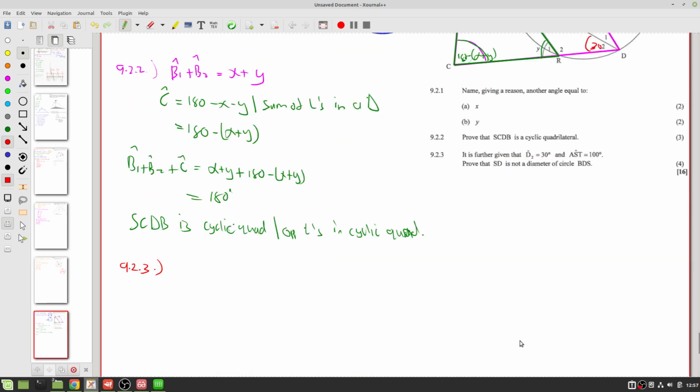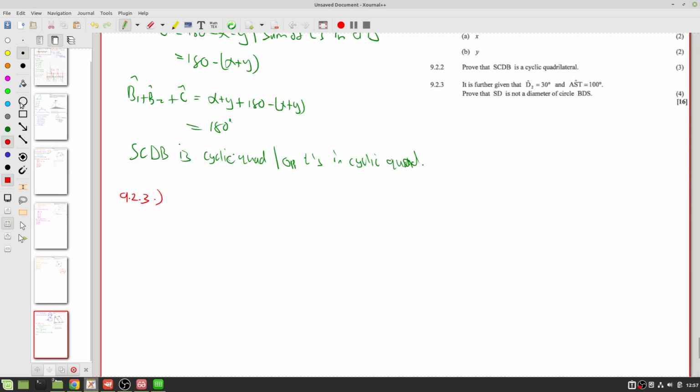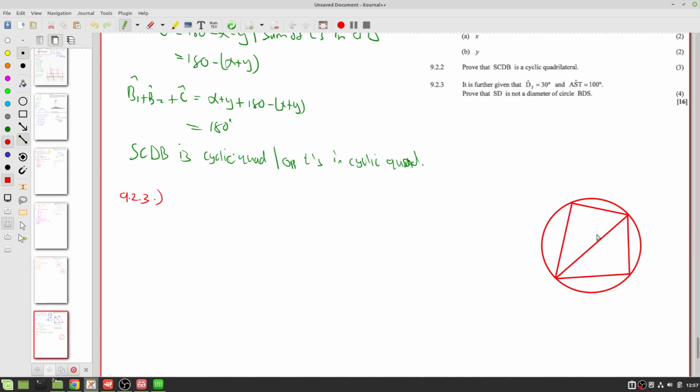For this question, we need to consider the following. I'm going to draw another quick circle here just to show something. If we had a diameter, let's say that was a diameter, so it goes straight through the center. If that was a diameter, then we've got some cyclic quadrilateral, and if this line straight through was a diameter, then this angle would be 90, and this one would be 90, because angles in a semicircle make a 90-degree angle.